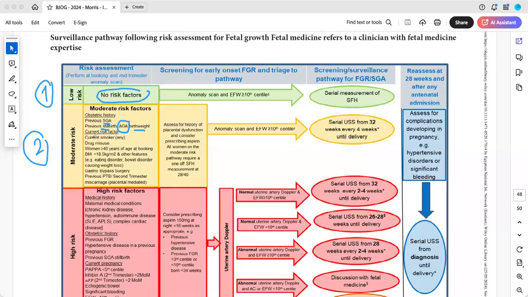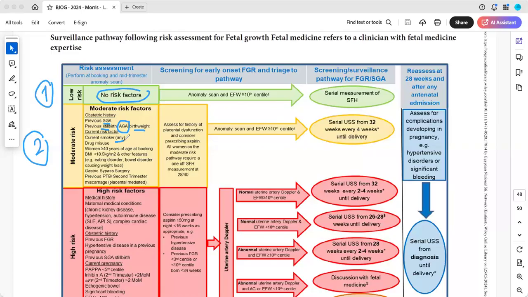Okay, who else will we put in the moderate risk group? The current smoker, and this is any amount of smoking. She smoked 1 cigarette per day. She smoked 100 cigarettes per day. Doesn't matter to me. She is in the moderate risk group.